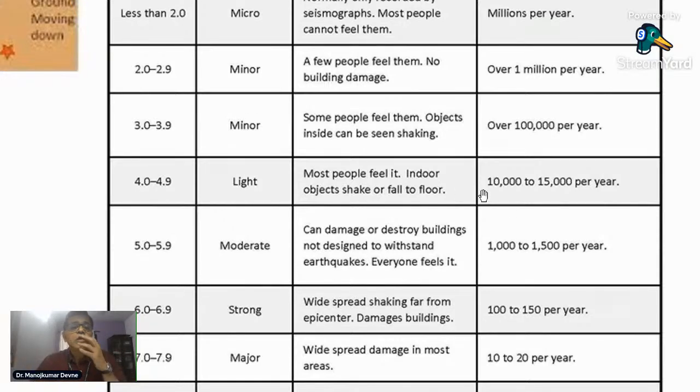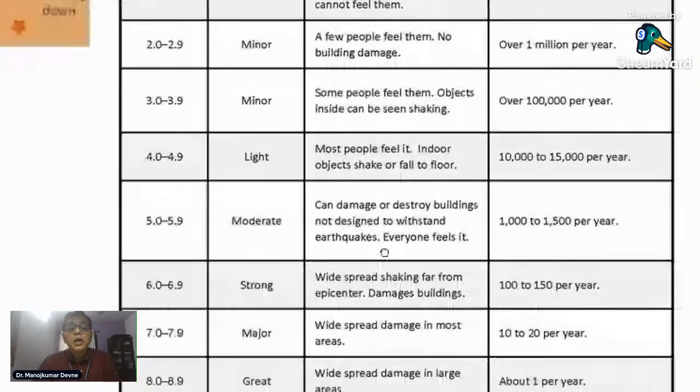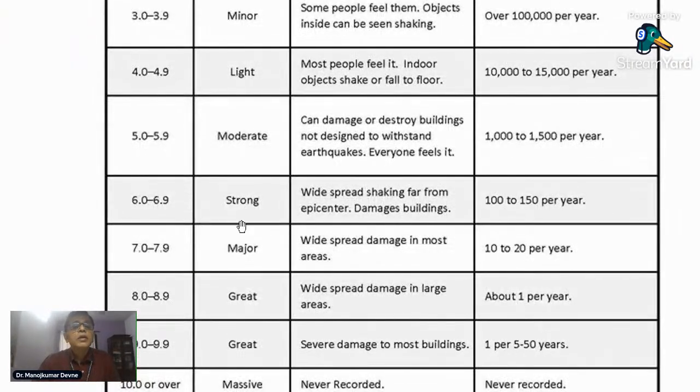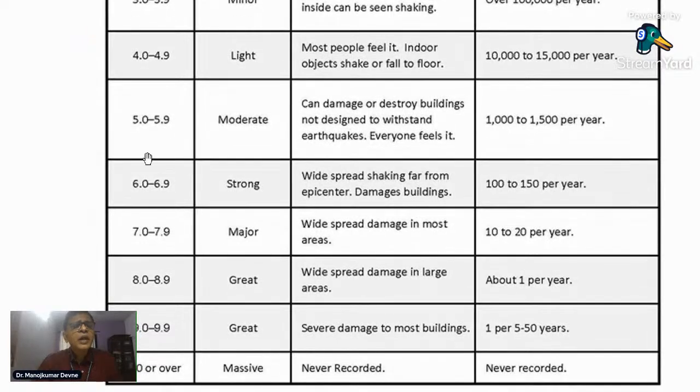We have around 10,000 to 15,000 of such every year. Let me tell you the frequency. Light ones are around 5 to 5.9. They're called moderate, but you'll see that this is the scientific measurement. The destruction scale is much different. This is the normal scale.